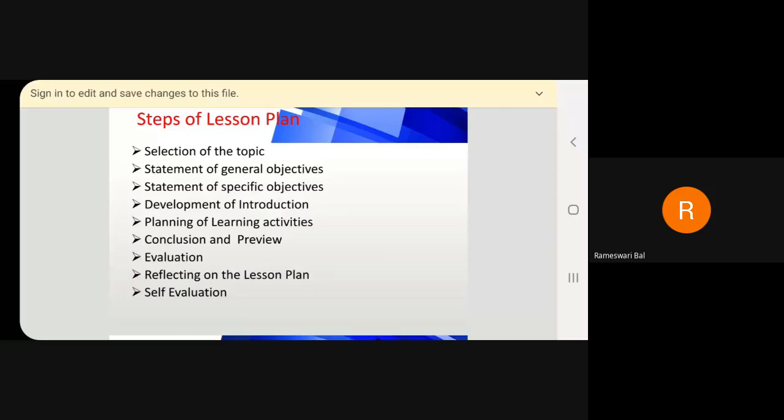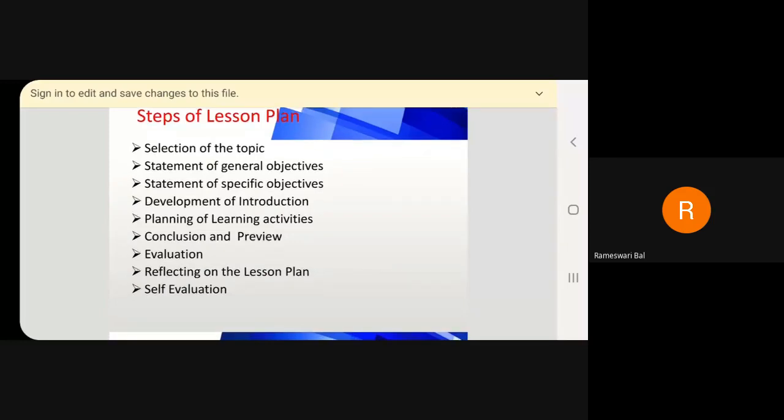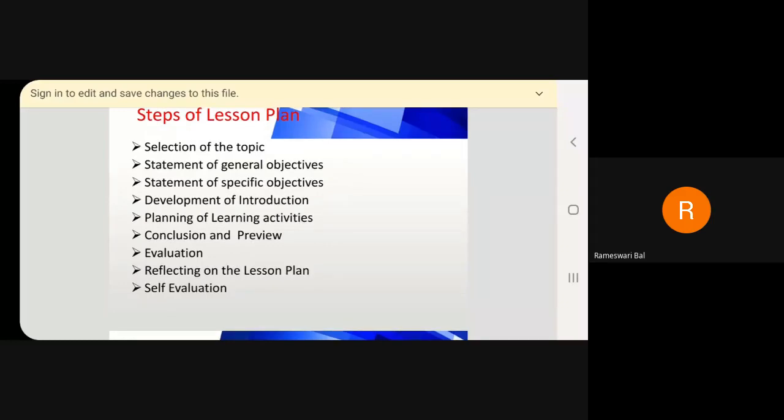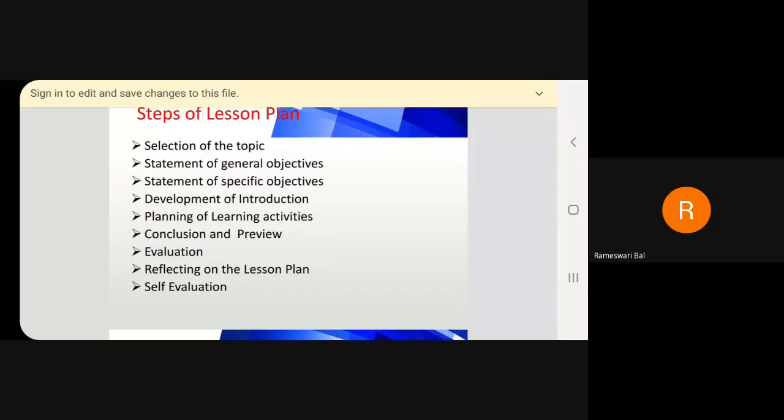So introduction of the lesson is very important. Introduction of a lesson is very important to teach. That is also a skill, and every teacher must know how to introduce a lesson. For introducing a lesson, different ways are there. We cannot say that only by asking questions we can introduce a lesson.